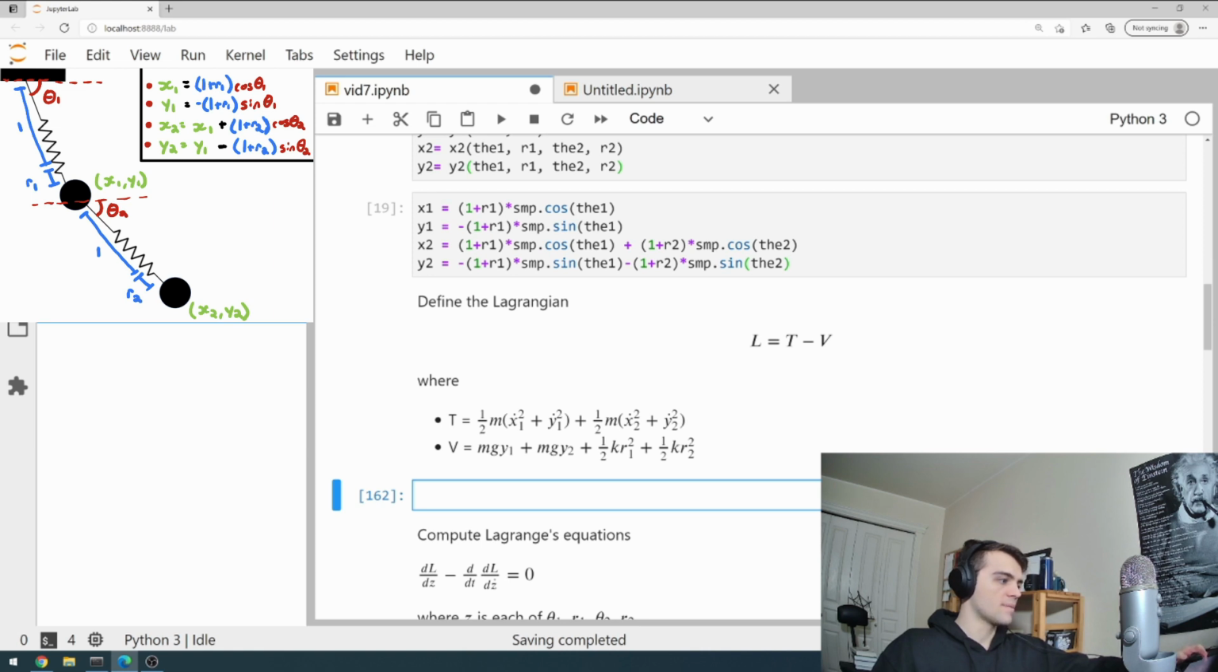I can just say T is equal to 1/2 times M times simp.diff x1 T, square this, same thing with y1, and then of course x2 and y2 as well.